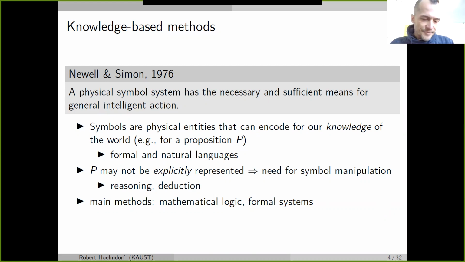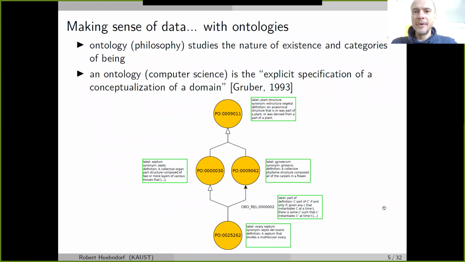And my talk is going to be specifically about one type of these representation languages mainly, but I need to introduce them as well. I will talk about ontologies. Ontologies are particular structures. So there's a term which comes from philosophy where ontology as a discipline studies the nature of existence and the categories of being. It goes back to Aristotle.